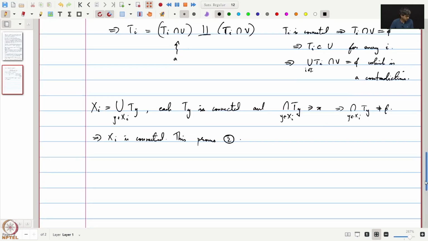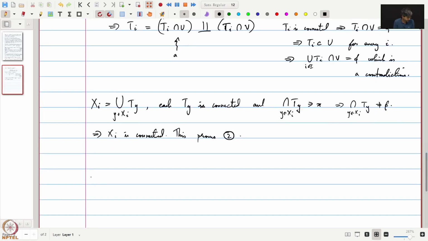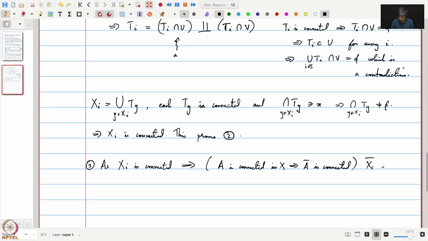Okay. And finally, let's prove 3. As Xi is connected, this implies, so we had seen this corollary that A connected in X implies A closure is connected. We have proved this earlier. So this implies that Xi closure is connected.